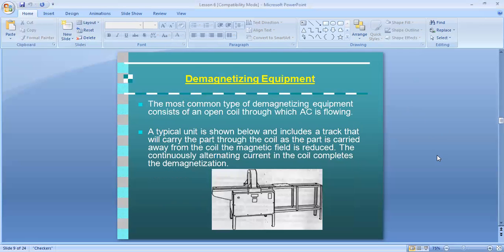See, this is the demagnetization unit. The most common type of demagnetizing equipment consists of a coil through which AC is flowing, and a typical unit is shown just below. It includes a track that will carry the part through the coil. As the part is carried away from the coil, the magnetic field is reduced. The continuously alternating current in the coil completes the demagnetization.